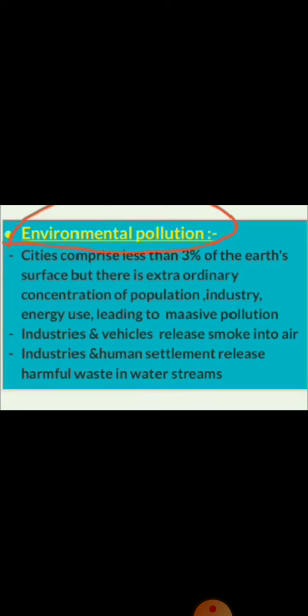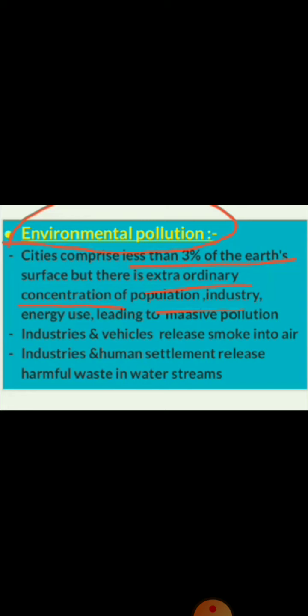Now cities comprise less than 3% of the earth's surface, but there is an extraordinary concentration of population, industry, and energy use, leading to massive pollution. As urban localities are characterized by good infrastructure and prevalence of industry, both of which are undoubtedly linked to each other, industries and vehicles in urban areas release smoke into the air, harmful waste in water bodies and surrounding areas, and also make a lot of noise.